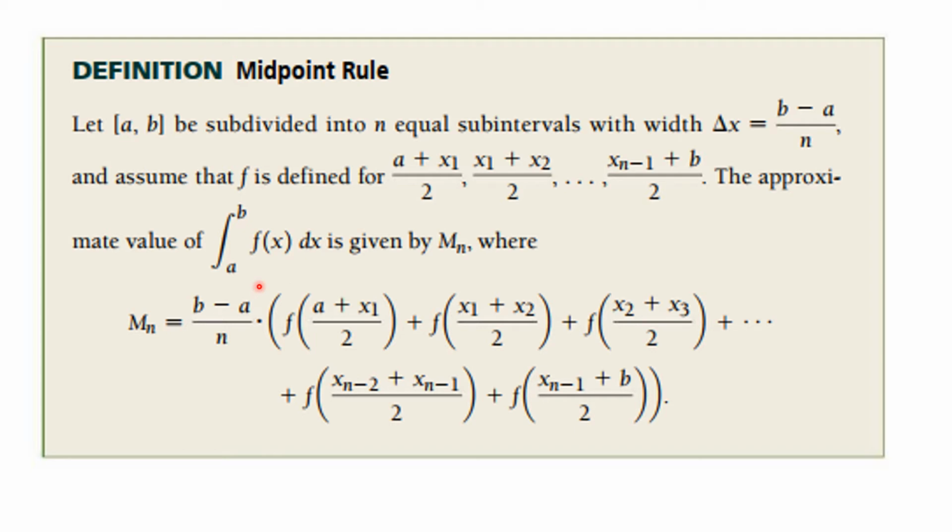Then the approximate value of the definite integral from a to b f of x dx is given by M sub n, that's the midpoint rule using n divisions, is going to be b minus a over n, that's the length of the interval, times the height. And in this case, we're taking the height of the rectangle to be the value of the function at the midpoints. And then we add up the areas of all of the rectangles.